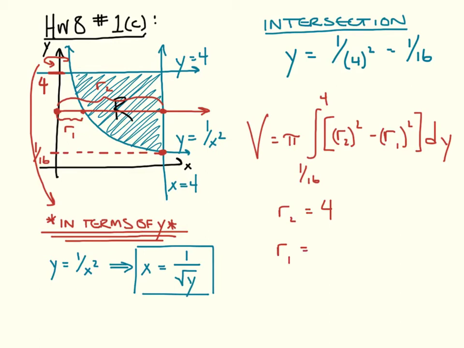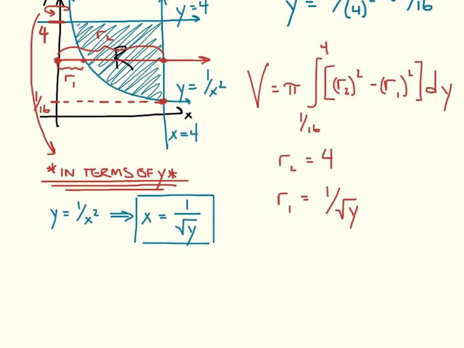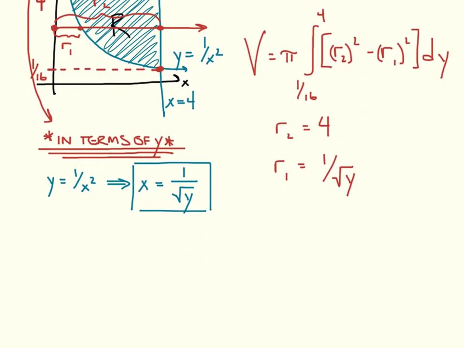For R1, how do you measure distance from the y-axis? Using this function. This function of y tells you how far from the y-axis you are for any given value of y. So that's my R1. With all this information, now we're good to go. So the volume is going to be given by pi times the integral from 1/16 to 4 of 4 squared minus 1 over root y squared.